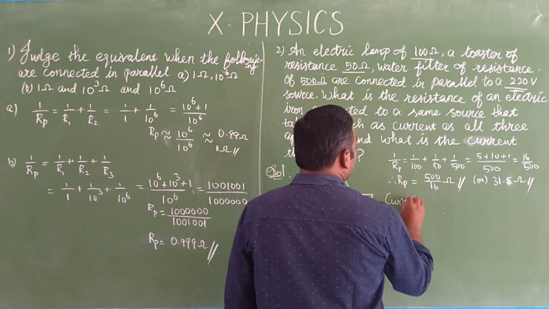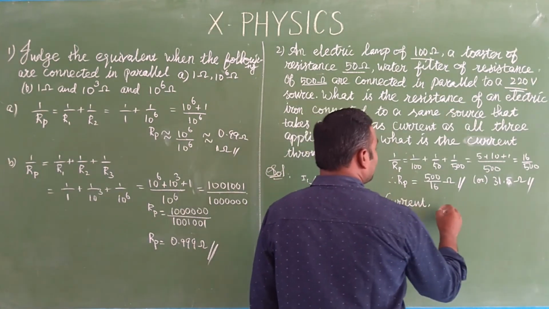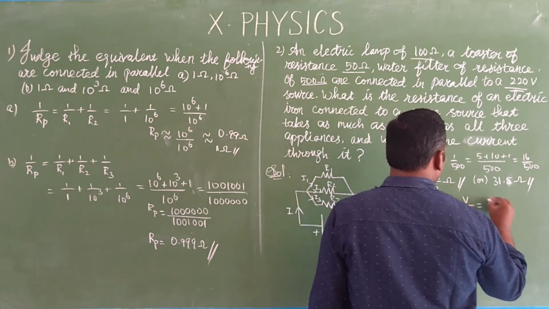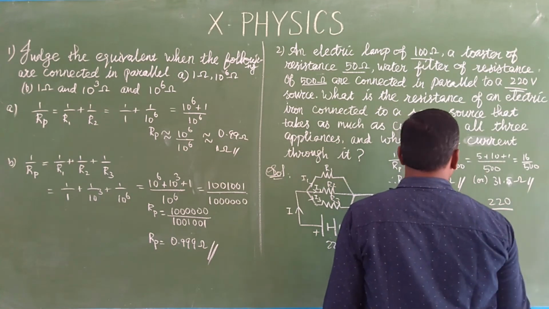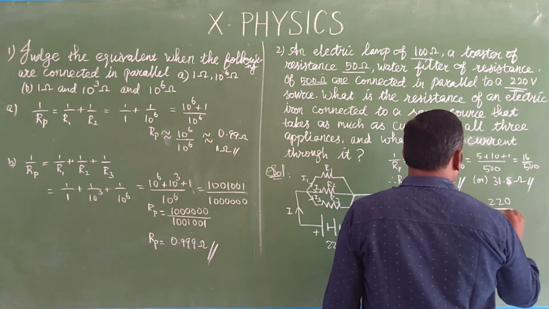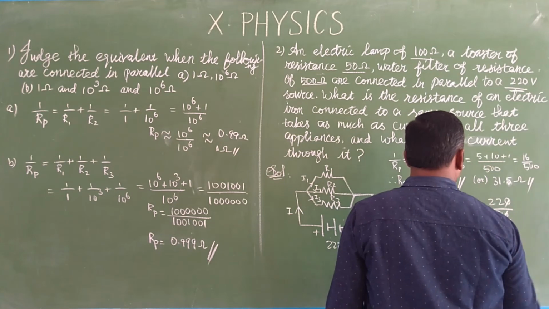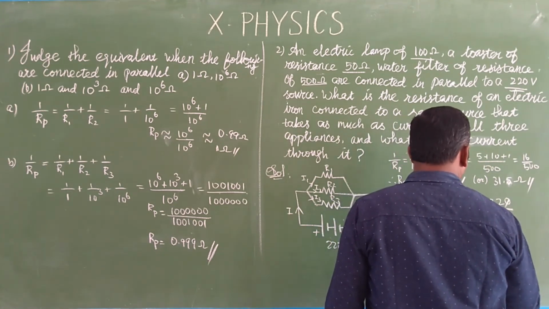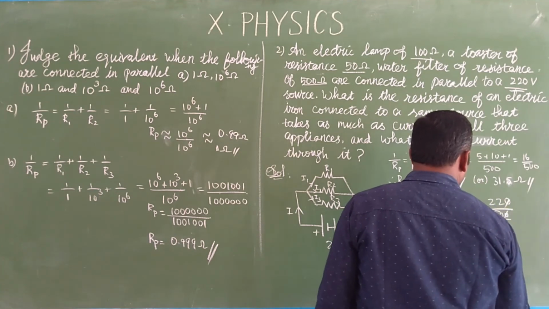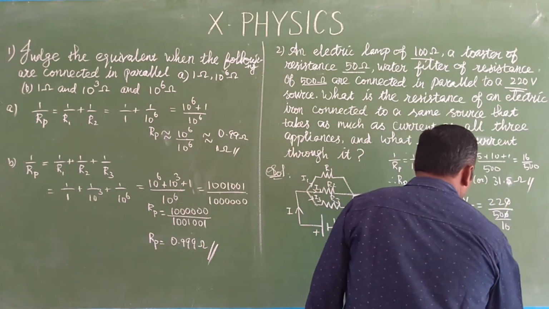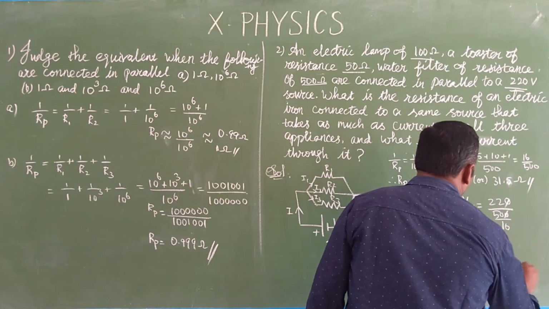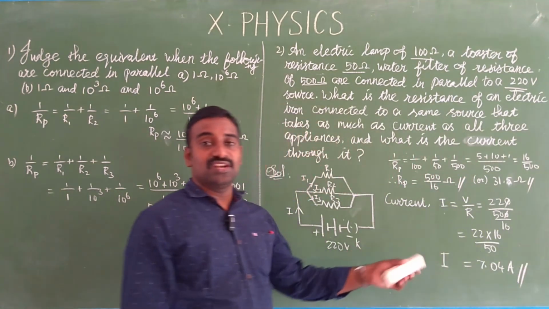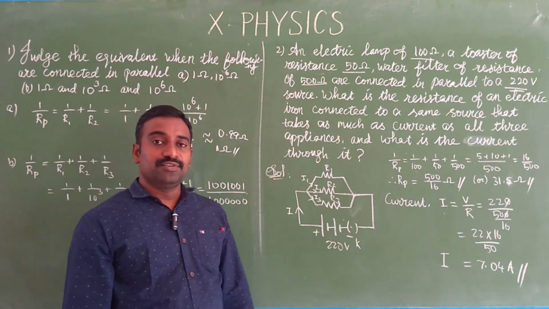Current I, from Ohm's law, is equal to V by R. So voltage in parallel does not change. So 220 divided by 500 by 16. So 0 cancels. Then 22 into 16 by 50. Therefore the current consumed, after the simplification, is 7.04 ampere. So if we connect one electric iron instead of all of these, how much current it draws is 7.04 ampere.